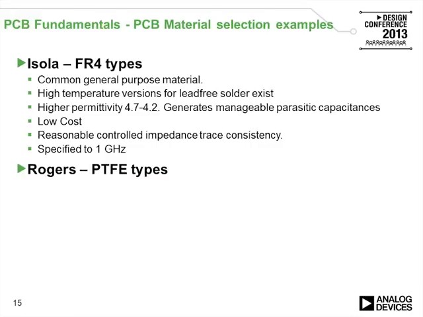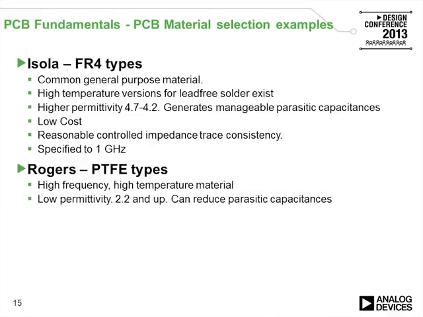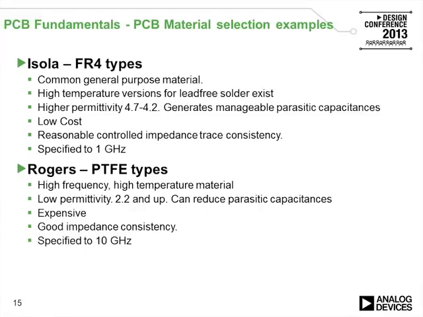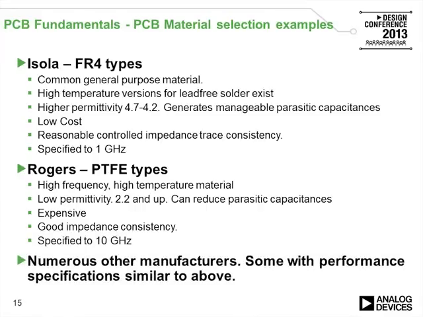At the other extreme, we can go to the PTFE types of boards. These are high frequency, high temperature materials. They have very low permittivity, 2.2 and up. This can reduce parasitic capacitance, so these boards are very good for extremely high frequencies. They are expensive. They have good impedance consistency, and they specify to 10 gigahertz. There are numerous other manufacturers of PCBs besides Isola or Rogers. Some of the manufacturers show their material with performance specifications similar to these two.